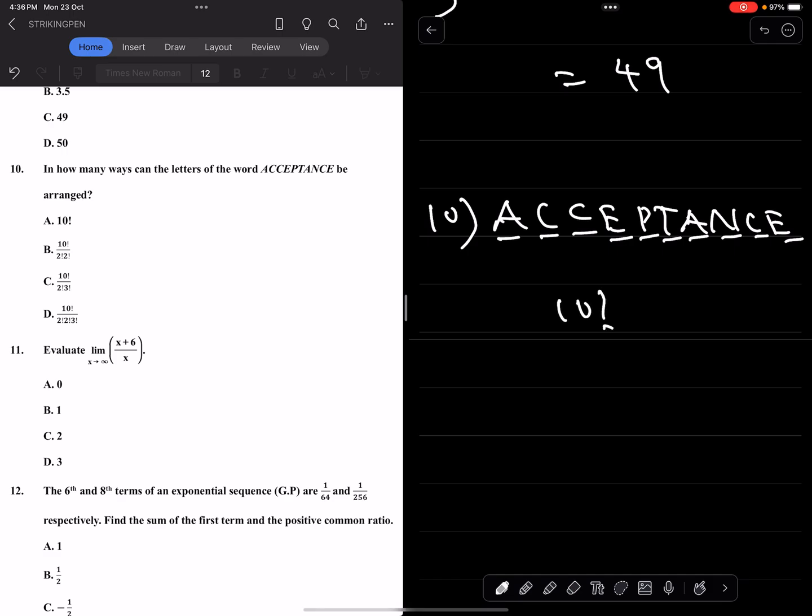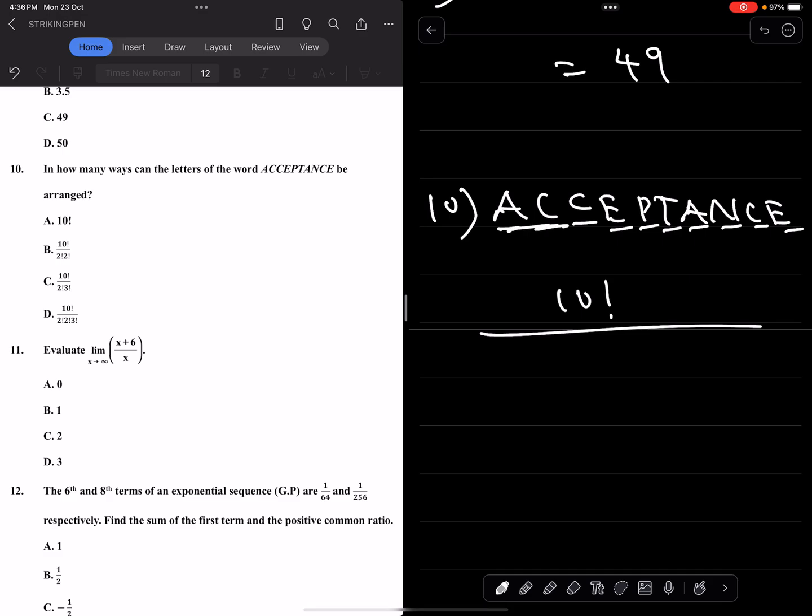So that's 10 factorial over, now the denominator will be, we count all the letters that appear more than once. Let's check that. Let me take all of this out first.